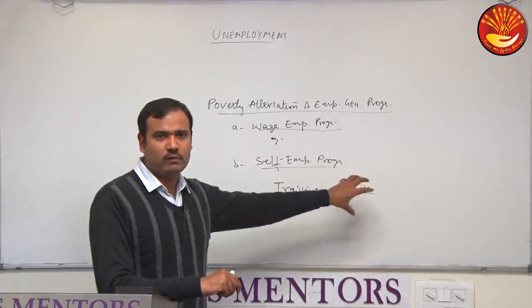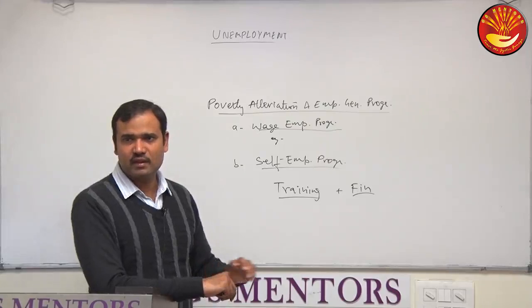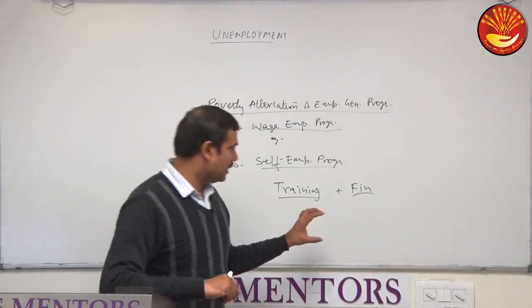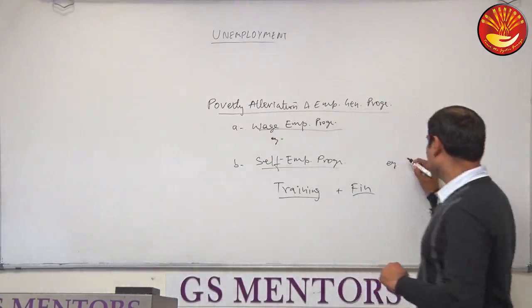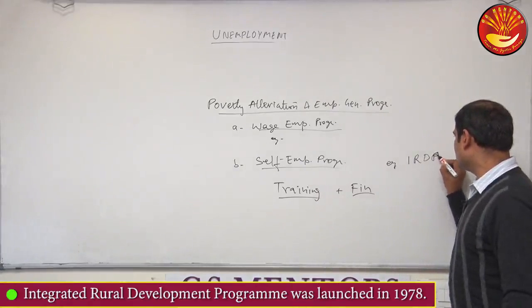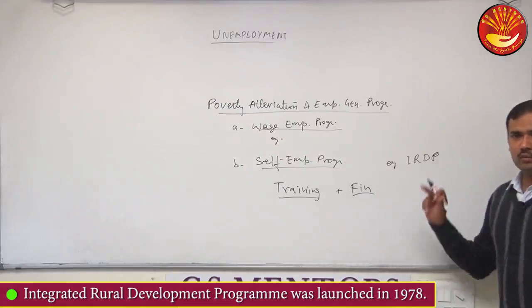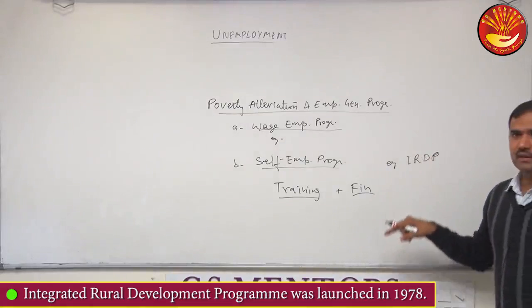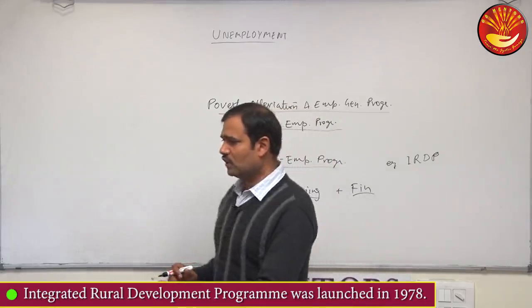Which is the major program going on in India? The first program which was launched in India was IRDP, Integrated Rural Development Program. You may write down the name of this. This is the most important program. Before MGNREGA, this was the largest program in India. Integrated Rural Development Program.